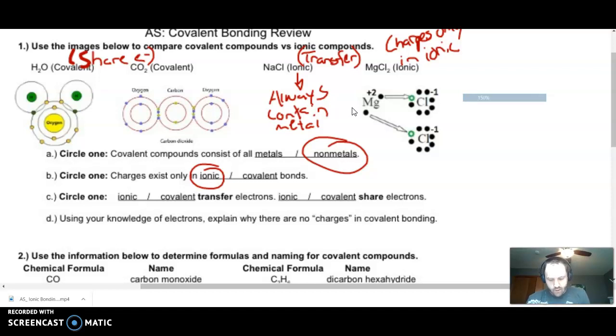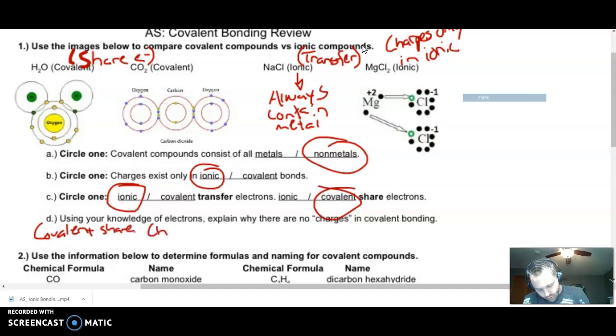Which one transfers electrons? Well, we just said that, ionic. Which one shares electrons? Covalent. So using your knowledge of electrons, explain why there are no charges in covalent bonding. Well, simply put, because covalent share. Charges come from gaining or losing electrons.